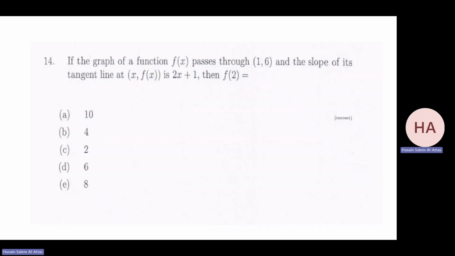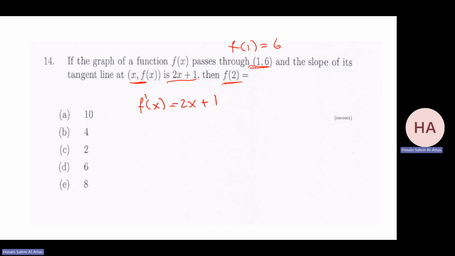Okay, if the graph of the function passes through this point, that means what? f at 1 equals 6. And the slope of its tangent line is this at any point x. So it means f prime at any point x is 2x plus 1. I need to find f at 2.